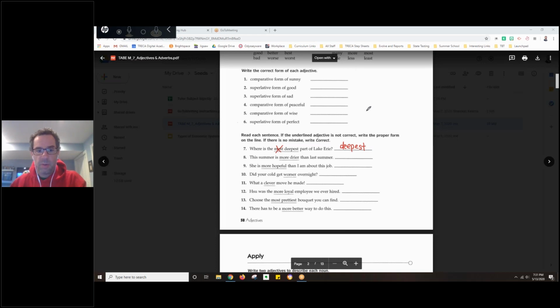Number 8 says, this summer is more drier than last summer. So we're comparing two things, right? We're just comparing two things, this summer and last summer. So that would be the comparative form. We would not be doing the superlative form. We would just be doing the comparative form. Okay.